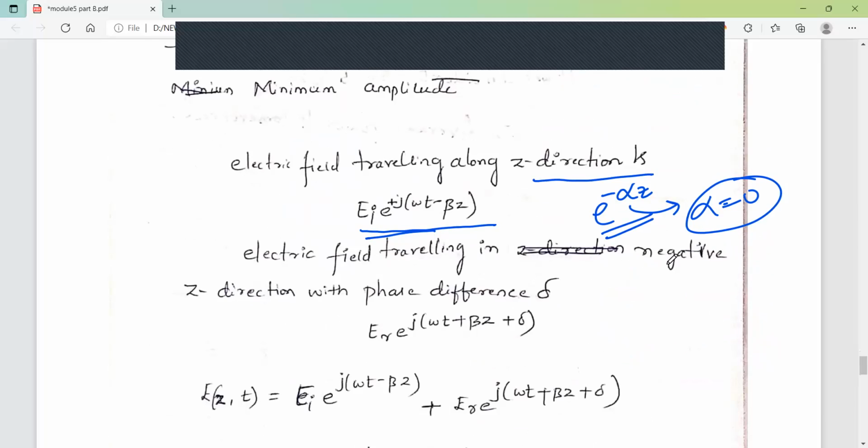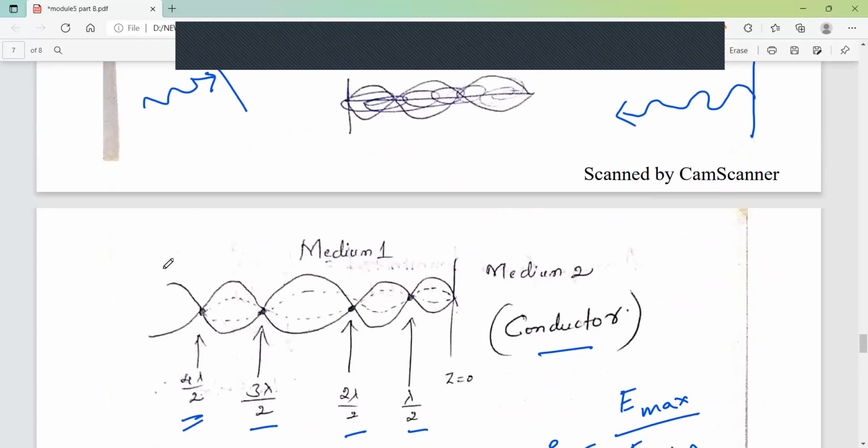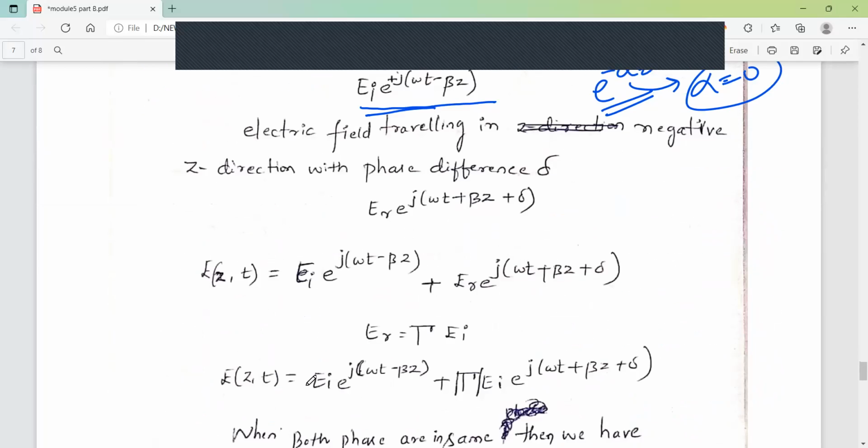Okay. So electric field traveling along the negative z direction will have a phase difference of delta. That is, the negative z direction is the reflected wave. Whatever your incident wave is, it goes along the positive z direction, and the reflected wave is along the negative z direction. So the reflected wave will have exactly the same component, ER e to the power j(omega t plus beta z). Just here the direction is opposite, so plus beta z. That is the only difference here. Along with that, there will be a phase difference, which has been represented as delta.